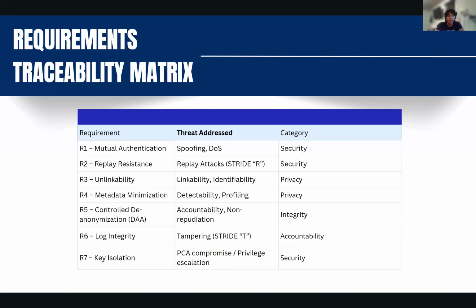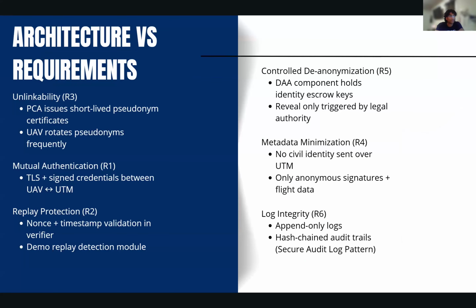Next slide. And this is our architecture versus the requirements. So our architecture implements these requirements for each vulnerability that we addressed earlier. So unlinkability uses short-lived certificates with frequent pseudonym rotation. And then mutual authentication leverages TLS plus signed credentials. And we have replay protection, which uses our demo nonce and timestamp detection module.